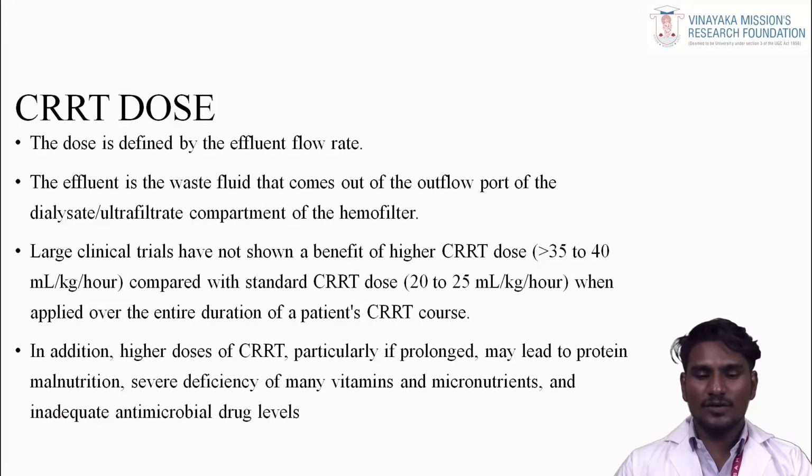CRRT dose. CRRT dose is defined by the effluent flow rate. The effluent is the waste fluid that comes out of the outflow port of the dialysate-ultrafiltrate compartment of the hemofilter. Large clinical trials have shown no benefit of a higher CRRT dose, greater than 35 to 40 ml per kg per hour, compared with the standard CRRT dose of 20 to 25 ml per kg per hour, when applied over the entire duration of CRRT. In addition, higher doses of CRRT, particularly if prolonged, may lead to protein malnutrition, deficiency of many vitamins and micronutrients, and inadequate antimicrobial drug levels.